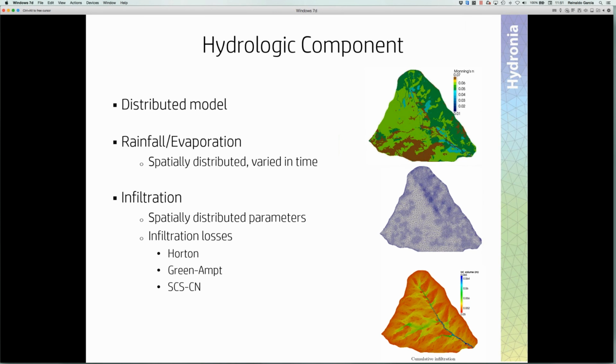Now the model also has a very interesting hydrologic component. It is a fully distributed model with rainfall and evaporation that can vary in space and time, and also infiltration. We provide three different options for infiltration methods: the Horton method, Green-Ampt, and the curve number method. All of these can be combined, and they can also be spatially varied. So you can have an area where you want to model the infiltration with the curve number, and another area you may want to model with the Horton method, etc.